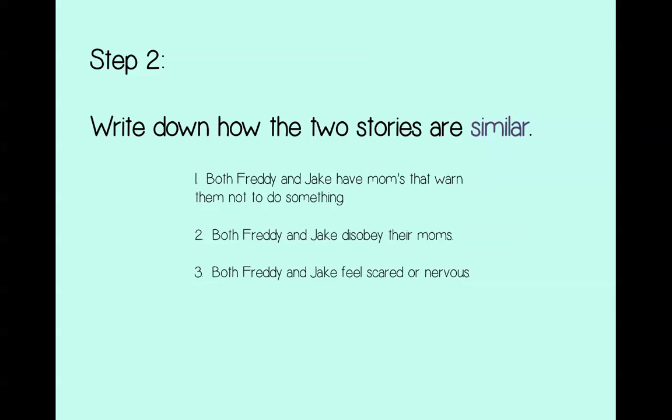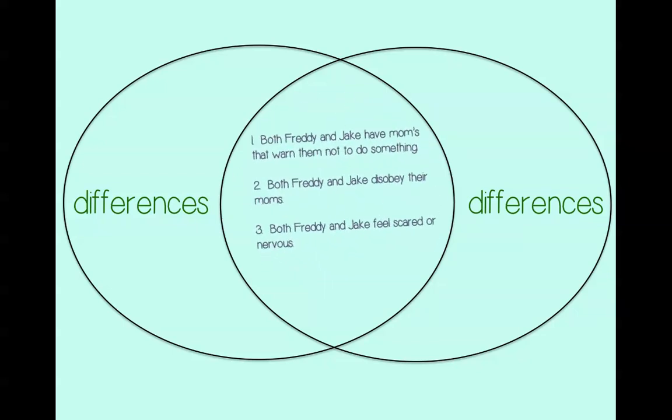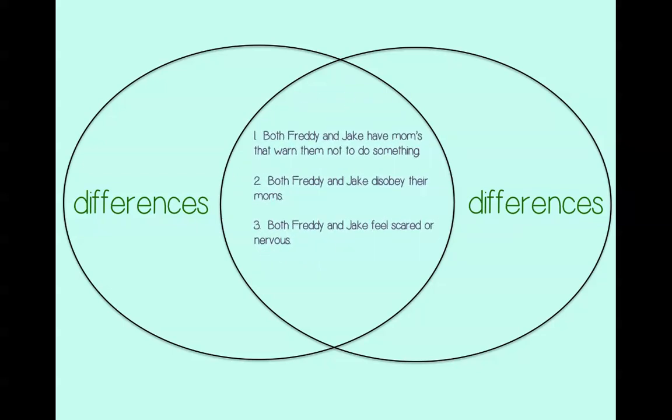So that's step 2. Now that we've written down how the stories are similar, we're going to write them in the center of the Venn diagram, as you can see right here. I listed 3 ways that these stories are similar.